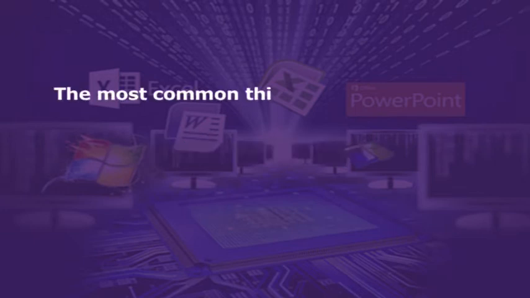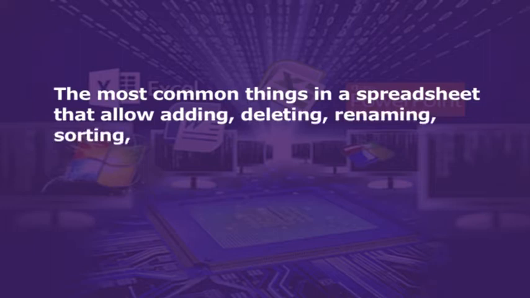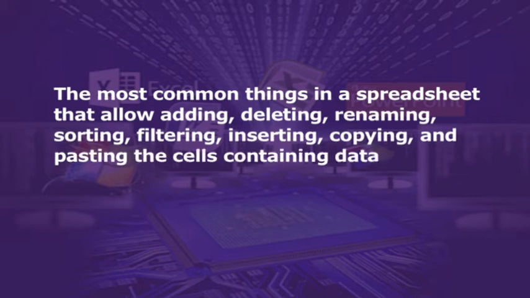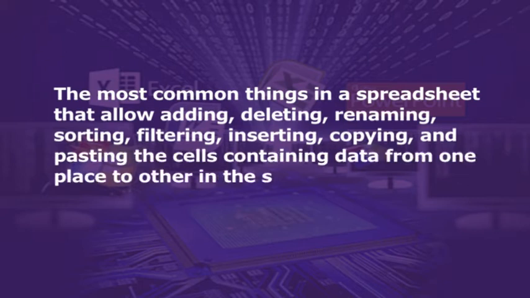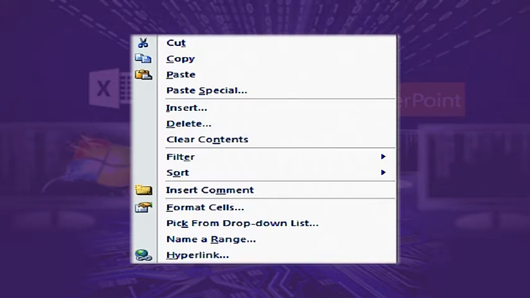The most common things in a spreadsheet allow adding, deleting, renaming, sorting, filtering, inserting, copying and pasting the cells containing data from one place to another in the same worksheet or to other sheets or workbooks. In Microsoft Excel, if we right click a worksheet, all the shortcut menus will be displayed as we can see. Insert. With the shortcut key, we can simply insert cells and a row or column anywhere in the worksheet.